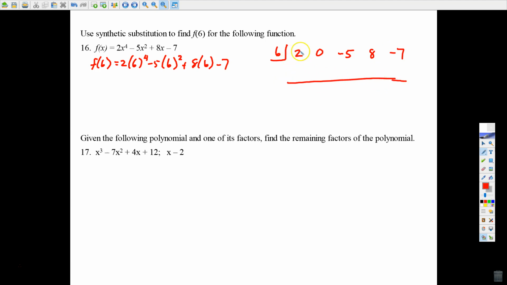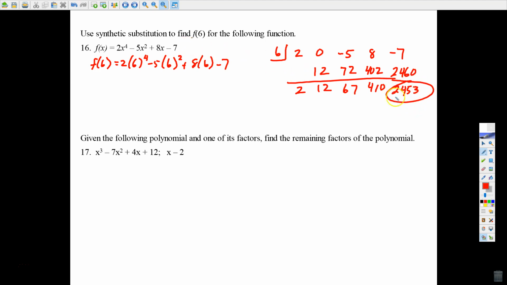All right. And so synthetic division works like this. Bring down the first number. 2 times 6 is 12. You always add with synthetic division. 12 times 6 is 72, and then this is 67. 67 times 6 is 402. That makes 410. And now we're going to do 410 times 6. And that's 2460. And then 2460 basically minus 7 gets us to 2453. All right, and so our answer is the remainder.